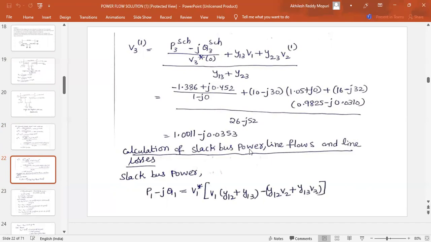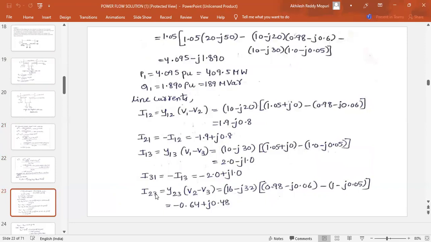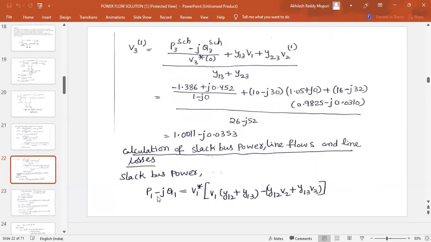Now we need to calculate the slack bus power, line flows, and line losses. Slack bus power means this is the slack bus power, that is the first bus. You know, the first bus is a slack bus. The slack bus has only voltage as well as del, and we need to find P and Q. The second and third are load buses; P and Q are given, and we found V and del. The first bus is a slack bus, so they have given V and del, and we need to find out P and Q.